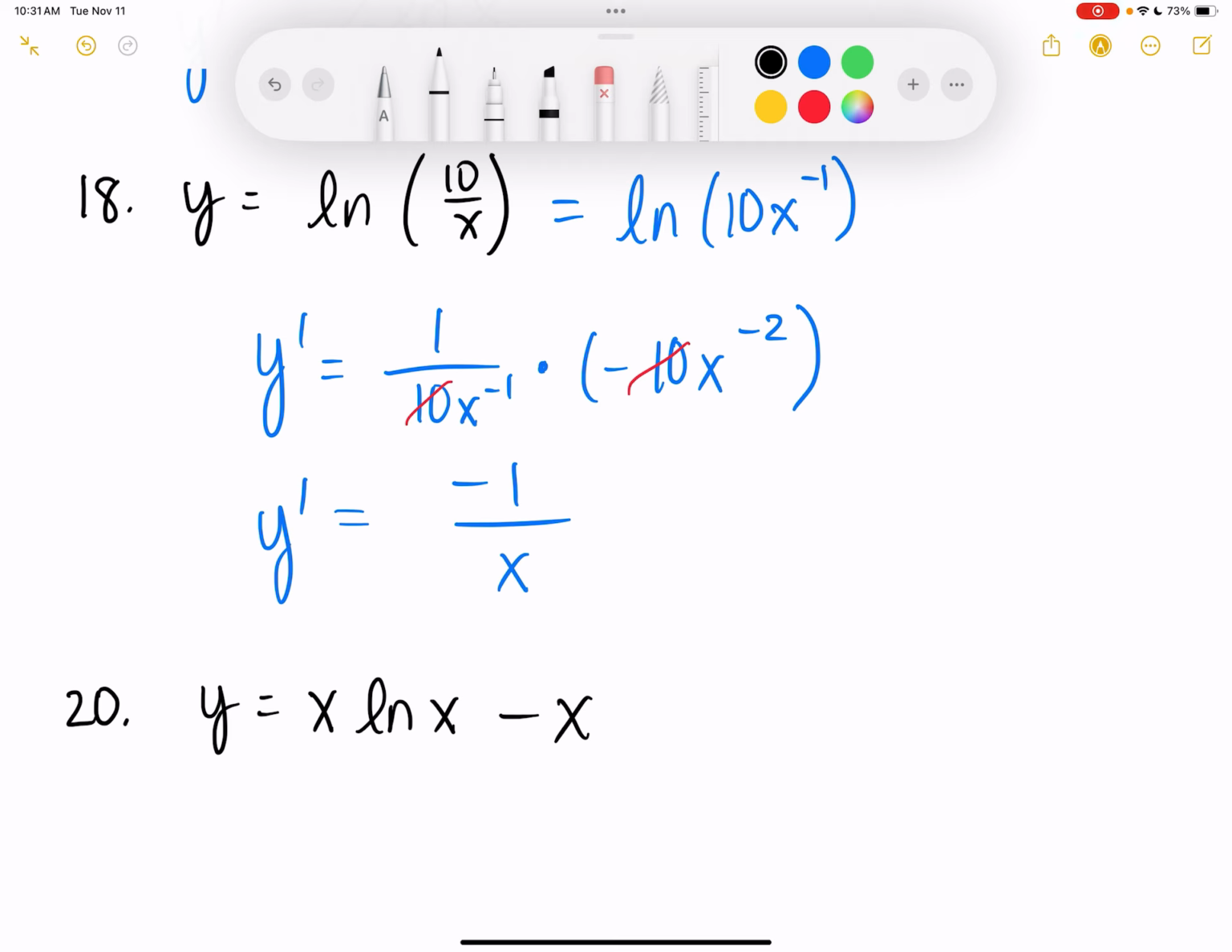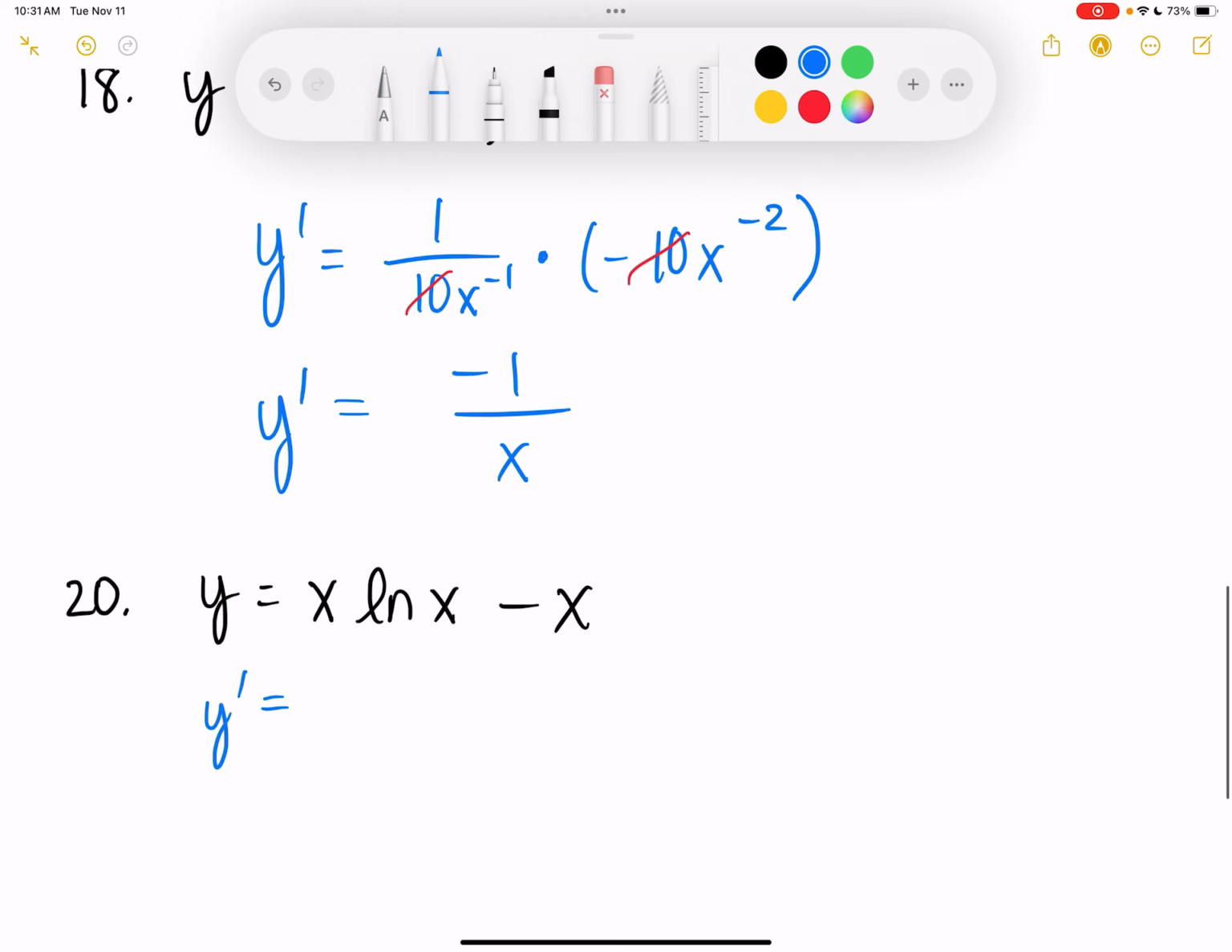So initially here I have a product rule to deal with. Derivative of the first is just 1 times the ln of x, plus x times the derivative of ln of x, which is 1 over x. And then over here, minus the derivative of x, which is just 1. So this x and 1 over x are going to cancel and leave me with a 1. So I have the ln of x plus 1 minus 1. So that ends up just being y prime is equal to the ln of x.